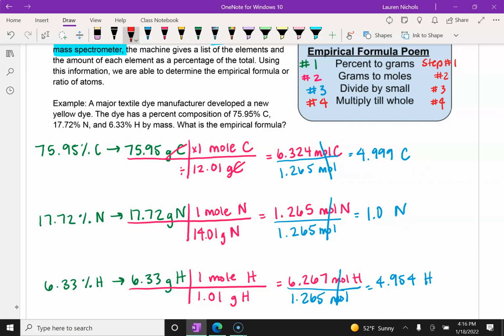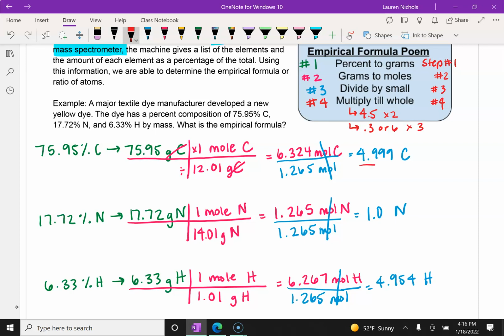Now, for step number 4, which is multiply till whole, we're going to do that in red. Here's the thing that you have to be aware of. The multiply till whole is only if your number is not already really, really close. If you're really close to a whole number, then you can just round. But if you see that your answer is, for example, 4.5, we would need to multiply all of our answers by 2 in order to turn that into a whole number. Or if you saw something that ended in 0.3 or 0.6, you would need to multiply by 3 in order to get it to a whole number.